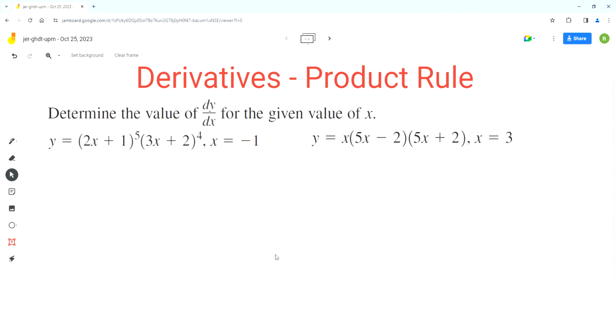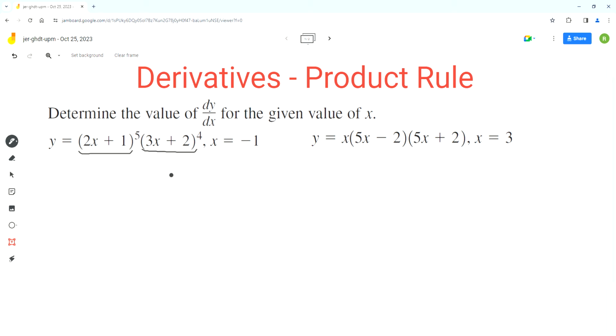So in this video, we'll find the values of dy over dx for the given value of x for these two functions. So let's start with the function on the left side. So this function is made up of two functions that are being multiplied. The first one is (2x + 1)^5 and then (3x + 2)^4.